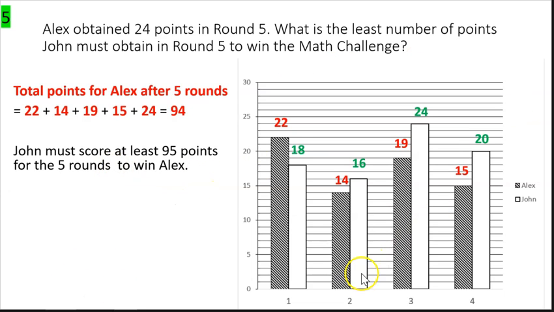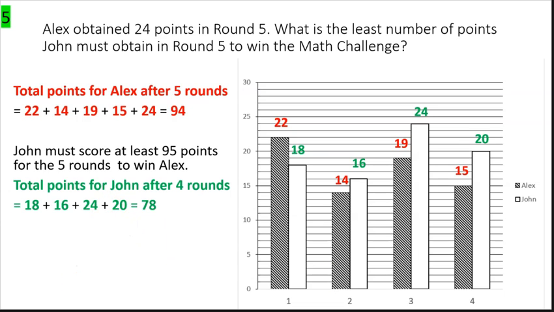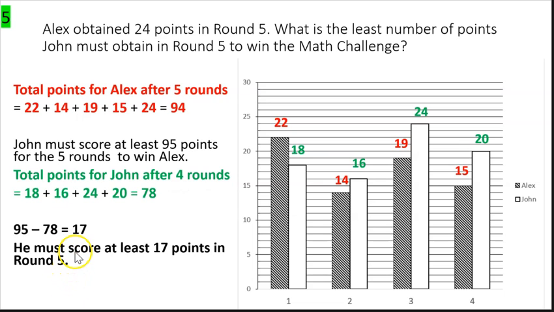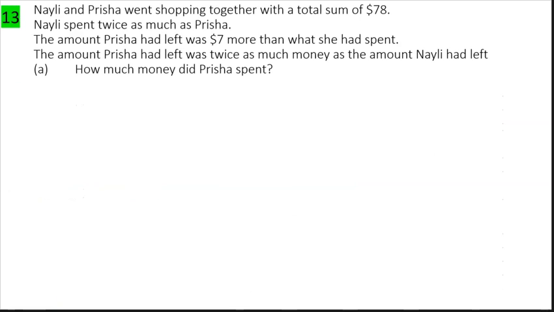From the bar graph, we can find the total number of points that John has got after 4 rounds. John has scored a total of 78 points after 4 rounds. To find the least number of points that John must obtain in round 5, we find the difference between 95 and 78. So, John must score at least 17 points in round 5 to win the maths challenge.